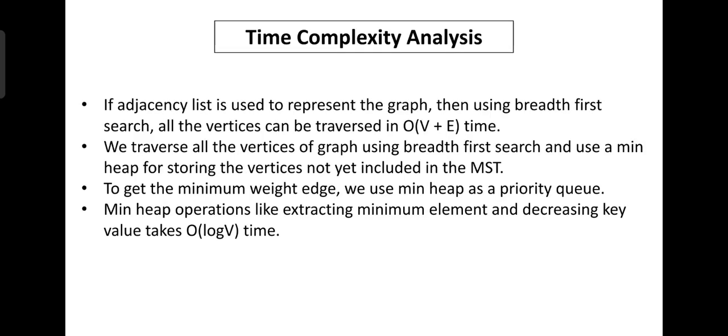Time complexity analysis. If an adjacency list is used to represent the graph, then using breadth first search all the vertices can be traversed in O(V + E) time. We traverse all the vertices of the graph using breadth first search and use a minimum heap for storing the vertices not yet included in the MST. To get the minimum weight edge, we use the minimum heap as a priority queue. Minimum heap operations like extracting the minimum element and decreasing key value take O(log V) time.